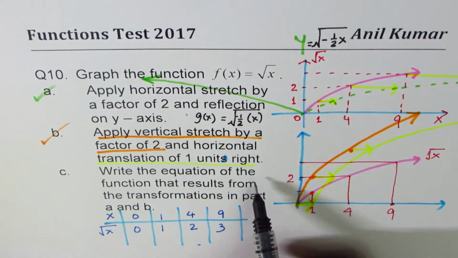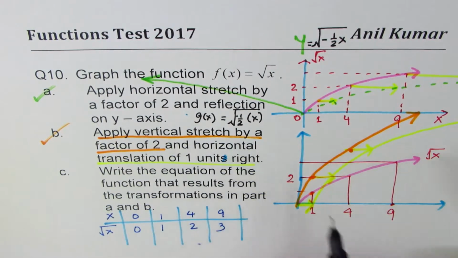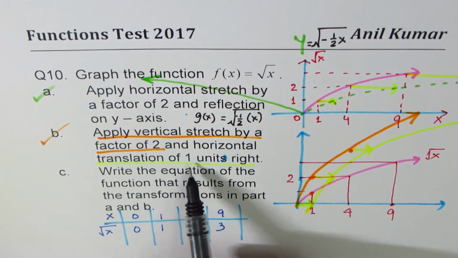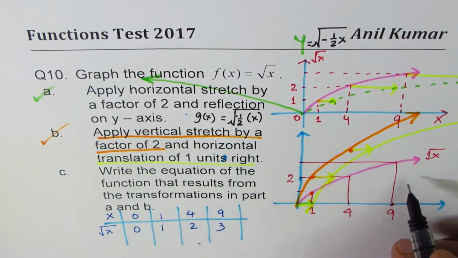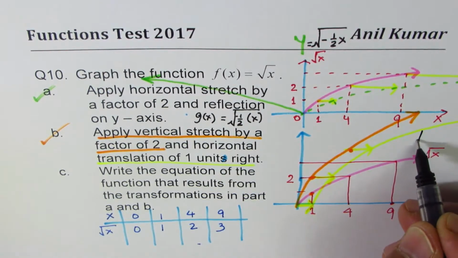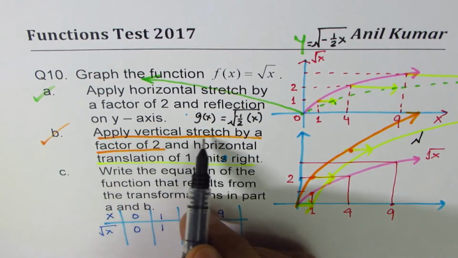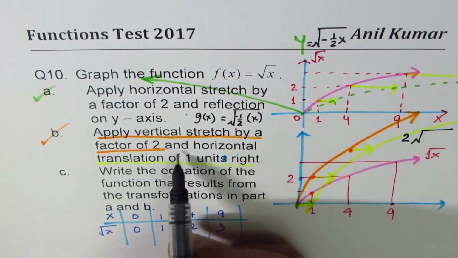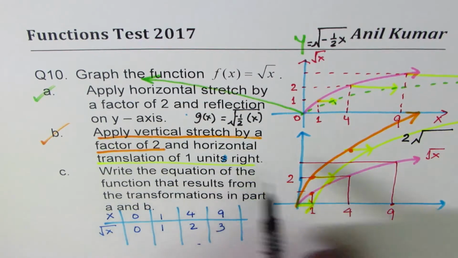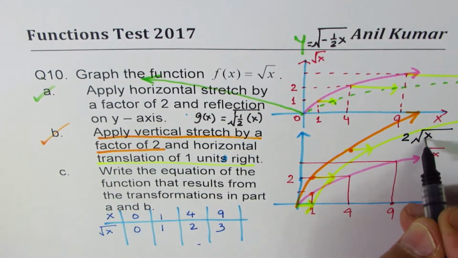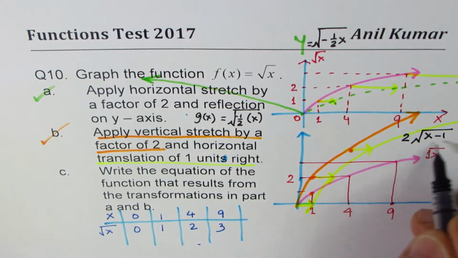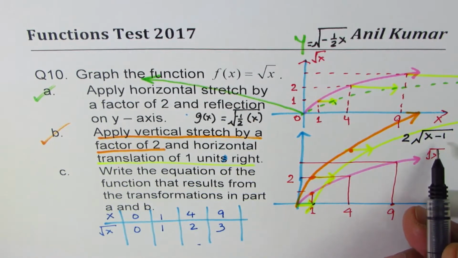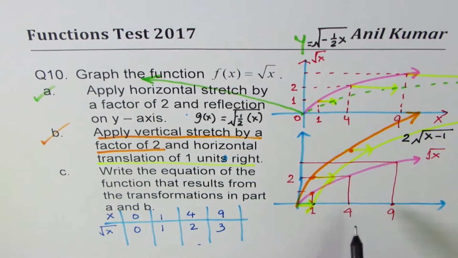As far as this is concerned, part B, apply vertical stretch by a factor of 2 and horizontal translation 1 unit right will be, that means this graph will be vertical stretch by a factor of 2, so 2 outside, and horizontal translation 1 unit to the right, that means x minus 1. Do you see? So that becomes 1 unit to the right. This is part B. Perfect.